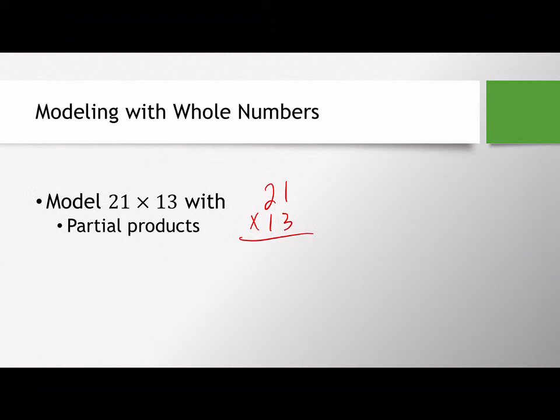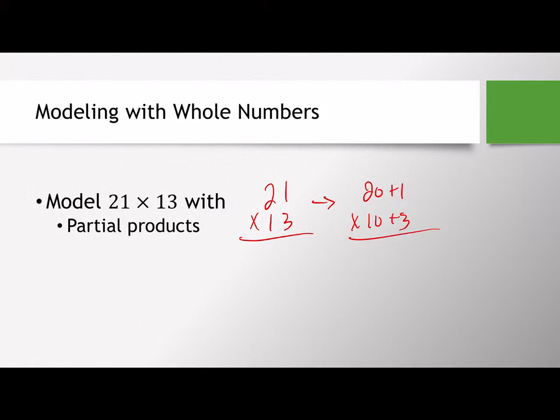We separate the number into 20 plus 1 times 10 plus 3. Now we can see what all the partial products are. So we do 3 times 1 is 3. 3 times 20 is 60.